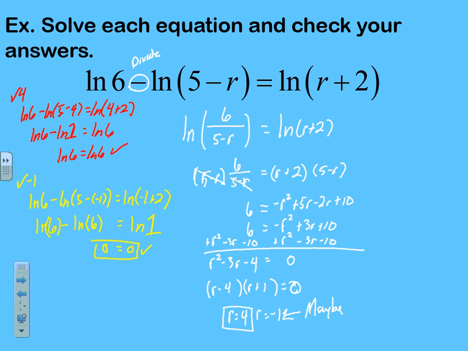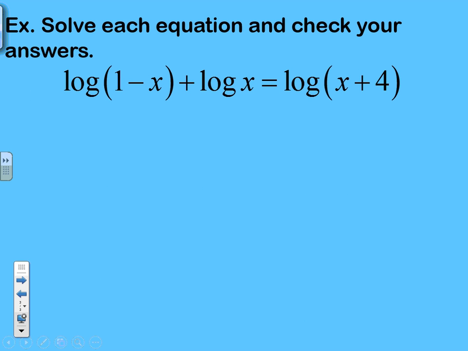But here, remember, the domain of a logarithm is from 0 to positive infinity. So we have to be greater than 0, not equal to 0. So we'll look at this as probably being extraneous. And that part of my board doesn't read very well. Okay, so let's look at our last example here.